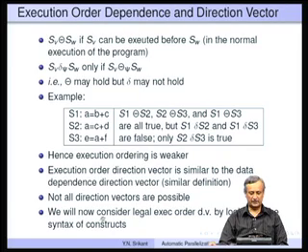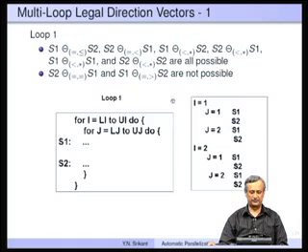So, we can consider the legal execution order direction vectors by looking at the syntax itself. Here is a very simple example for this particular loop nest. S1 θ equal to, less than, equal to S2 etc., are all possible, but S2 θ equal to S1 is not possible, for the simple reason that we cannot reorder the statements at all; S1 and S2 remain the same. So, in the same iteration of i and j, we cannot execute S2 first and then S1.